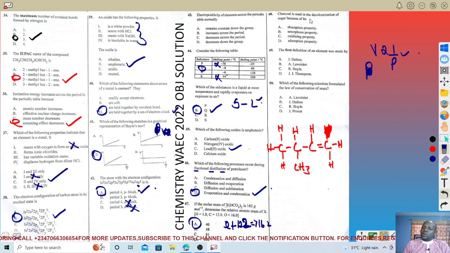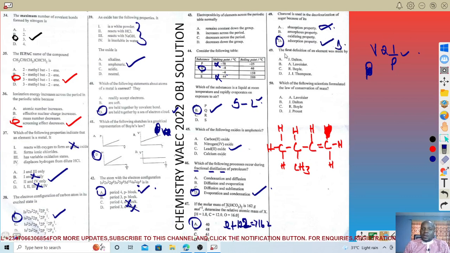The next says, charcoal is used in the decolorization of sugar. Yes, animal charcoal is used, even wood charcoal is used in decolorization of sugar, because it absorbs impurities on its upper surface. So that process is called adsorption. I've talked about this in surface chemistry. Option D, adsorption. So please note adsorption, surface chemistry.